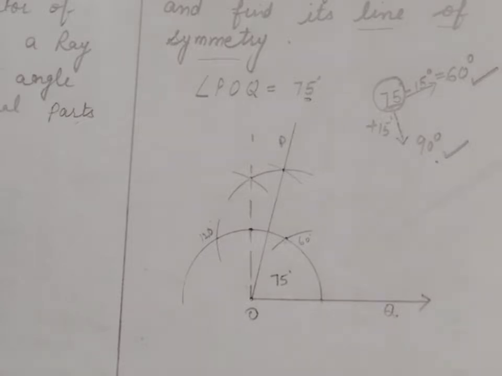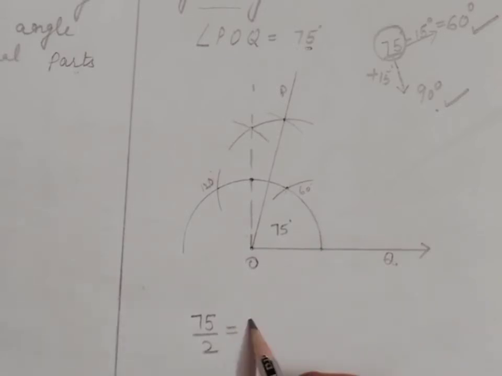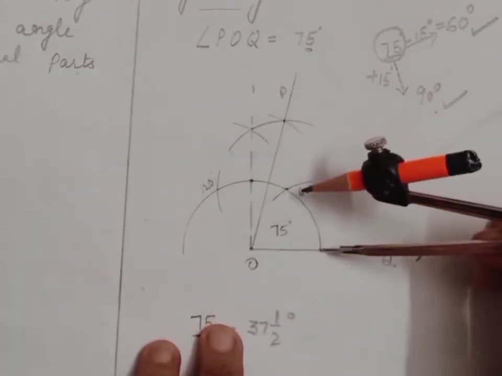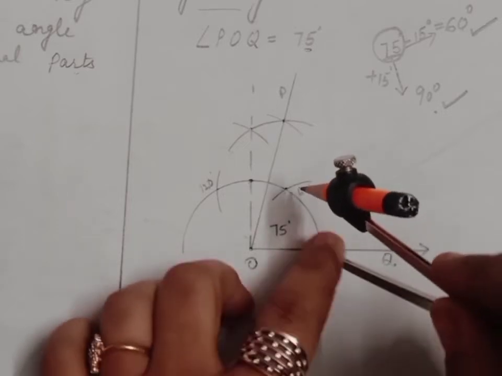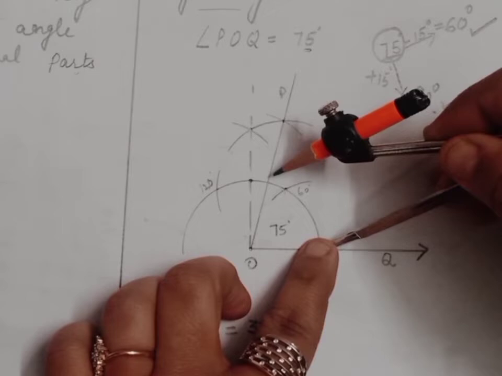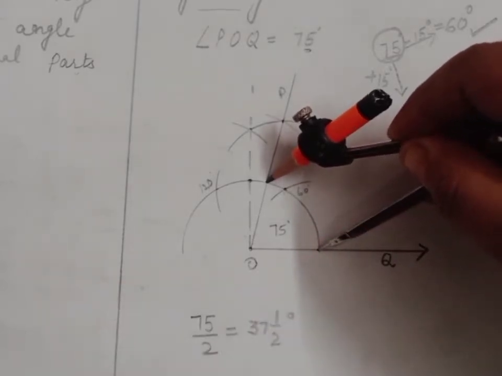Now how can we find its bisector? It means we have to divide our 75 degree into 2 parts. We will divide it by 2, so each angle will be of 37.5 degree. So how can we find its bisector? From the 0 degree, we will open the compass up to 75 degree. Open up to here.